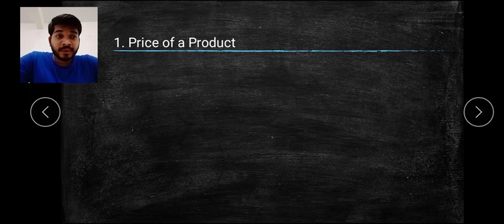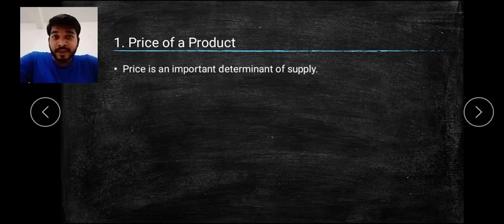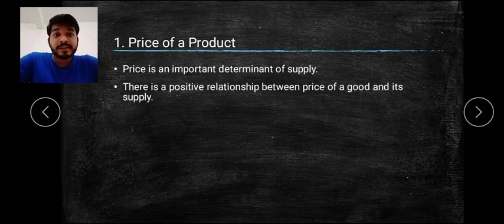Now this is a very important concept. As in the introduction I told you, demand and supply are the two most important determinants affecting the price of a product. Here it is the most important determinant of supply also. Price of a good has a positive relationship with supply, also known as a direct relationship, whereas if you remember, in the demand chapter the price of a product and the demand for the product had an inverse relationship.